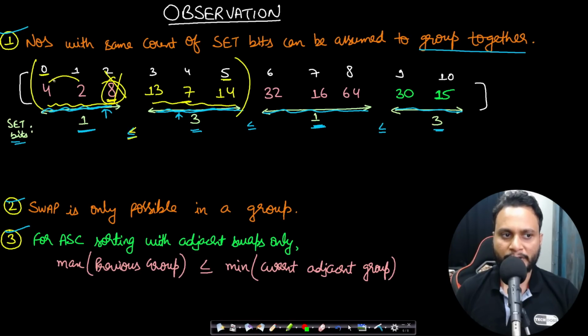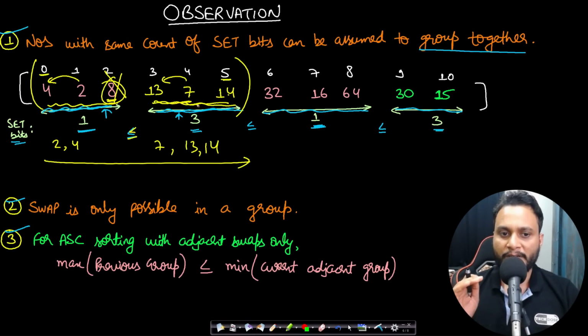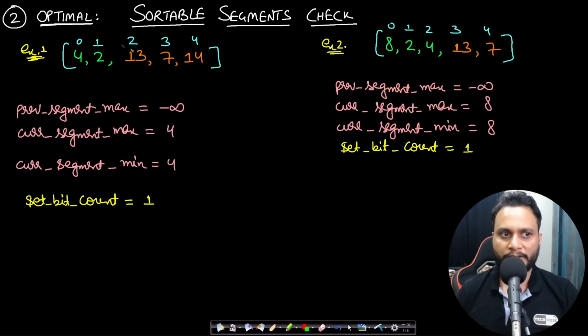Yes, because you can arrange this 2 and 4 and make it 2, 4, and you can arrange this 13, 7 and 14 by doing a swap, and you can make it 7, 13 and 14. So yes, it is ascending order, right? So we will make use of these 3 observations and try to build an optimal solution which is based on the sortable segments check. Now again I will be explaining you 2 different examples.